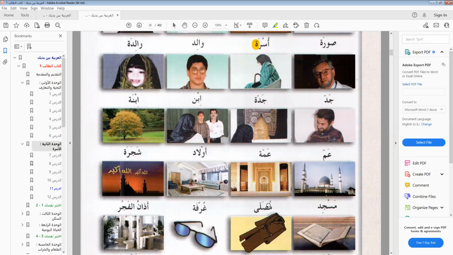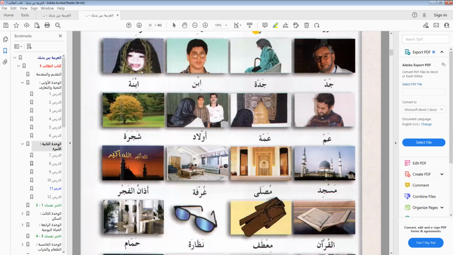Then you have musalla. As you can see, this looks like a mosque, but the musalla is essentially the prayer section where you pray. A mosque could be very, very big. In the mosque, you could have gyms and play areas, like you have abroad, but the entire place is masjid. But musalla is the exact place you pray in the entire masjid. Then you have gurfa. Gurfa is a room. Gurfatun, a room.